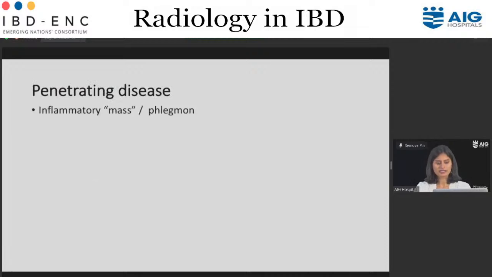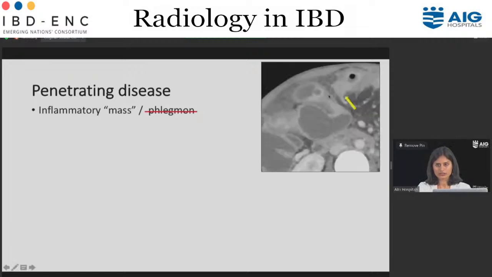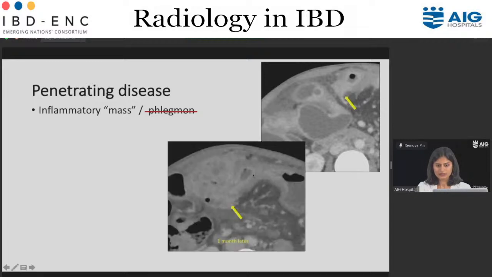So penetrating disease: when there is an extramural inflammatory enhancing soft tissue thickening, like in this case, an enhancing soft tissue extending from the thickened bowel wall into the adjacent fat, it's called an inflammatory mass. Phlegmon is not the preferred term. Now, the same patient 1 month later had perforated and the inflammatory mass has evolved into an abscess because you're seeing air pockets and fluid signal, fluid density outside of the bowel lumen. This would eventually become an organized abscess if not addressed.